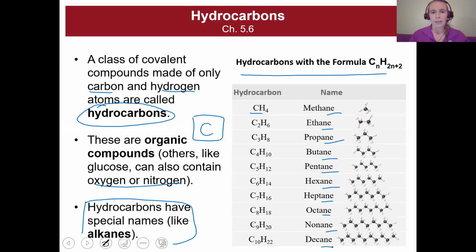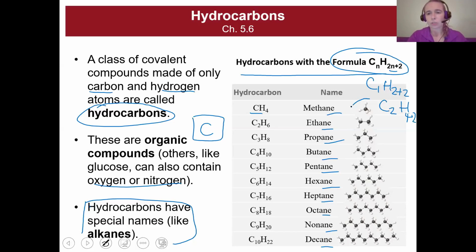So methane has one carbon, so that'd be C1. So our H is 2 plus 2. So 2 times 1 is 2 plus 2. So we get CH4. Ethane is C2H4 plus 2, because we've got 2 times 2 now, so 4 plus 2. So ethane is C2H6, and that is the formula that works for all alkanes. I won't do the rest of them, but it works for all of them, I promise.